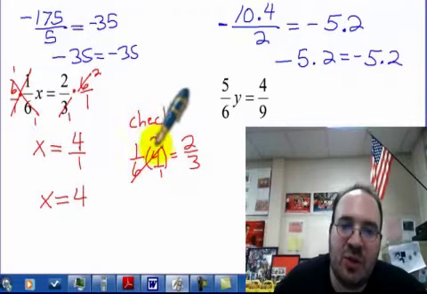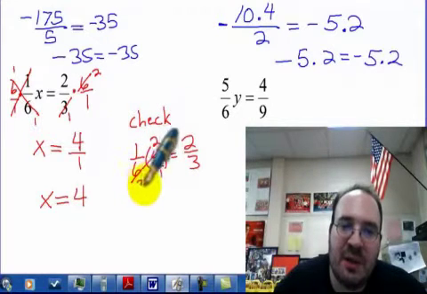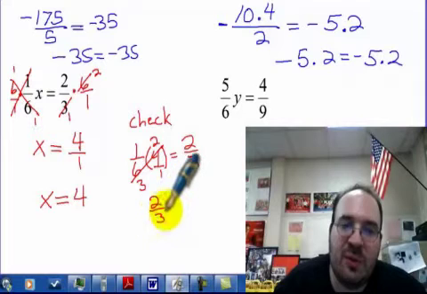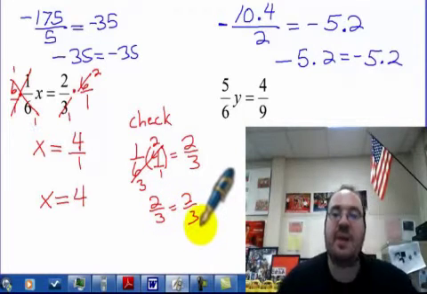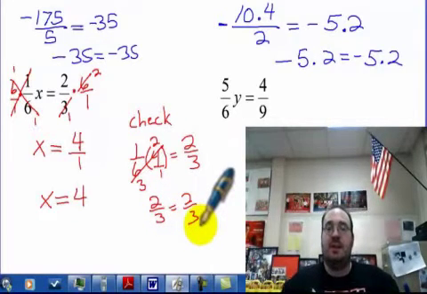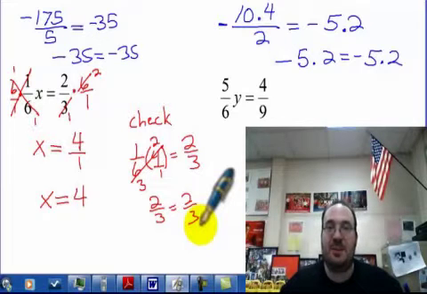Divide both things by 2. I get a 2 there and a 3 there, so I get 2/3 equals 2/3, and that is a true statement, so everything is awesome.